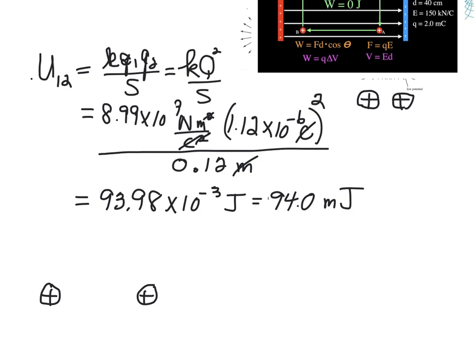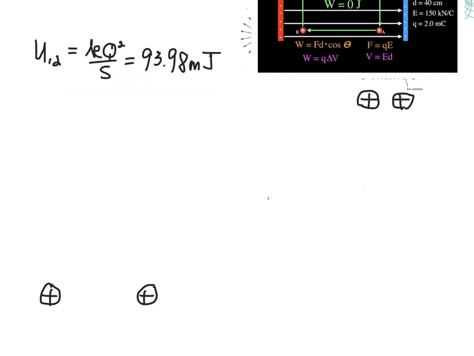So when I do the calculation, I'm just going to go 8.99 times 1.12 squared divided by 0.12, and I get this. And so there's my answer for the amount of energy it takes to move this charge into that position. Okay, now we have to move the second charge in. I saved that information up here. Now let's move the second charge in.